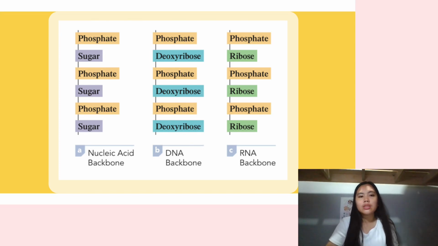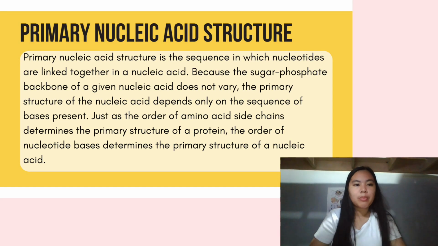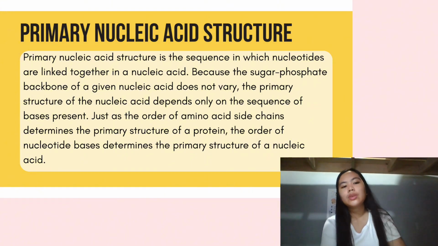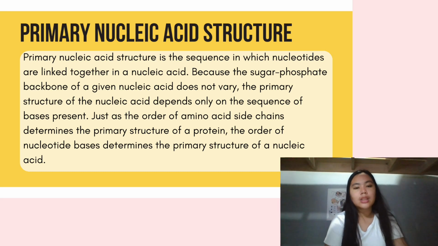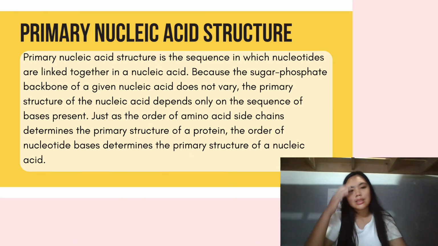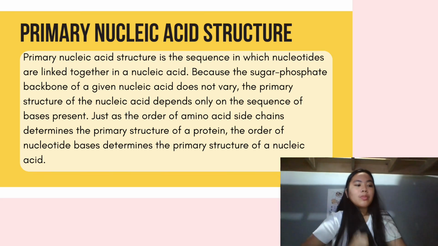For DNA molecules, the backbone consists of alternating phosphate and deoxyribose sugar units. For RNA molecules, the backbone consists of alternating phosphate and ribose sugar units. So the primary nucleic acid structure is the sequence in which nucleotides are linked together in a nucleic acid. Because the sugar phosphate backbone of a given nucleic acid does not vary, the primary structure of a nucleic acid depends only on the sequence of the bases present.